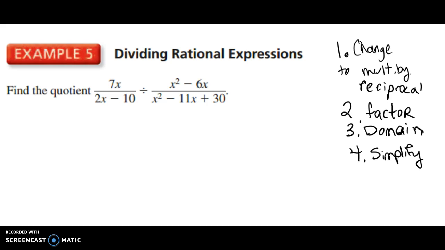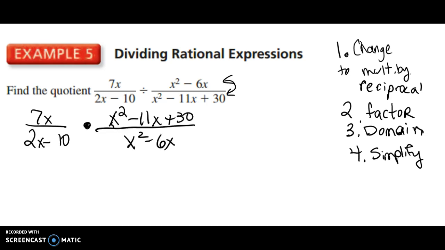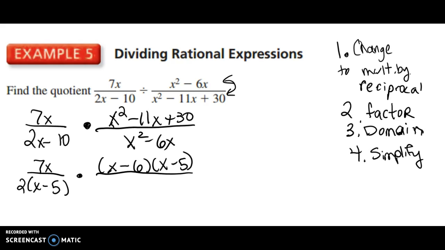The first thing we want to do is change the problem to a multiplication by the reciprocal. So we're going to keep the first fraction the same, change the problem to a multiplication, and flip the second fraction over. And now we're back to a problem that we already learned. So let's go ahead and factor everything. The first numerator does not factor. The first denominator, you can take a 2 out. The next numerator factors to x minus 6, x minus 5. This is an easy trinomial. And the second denominator, we can take a GCF out of x, and I'm left with x minus 6.